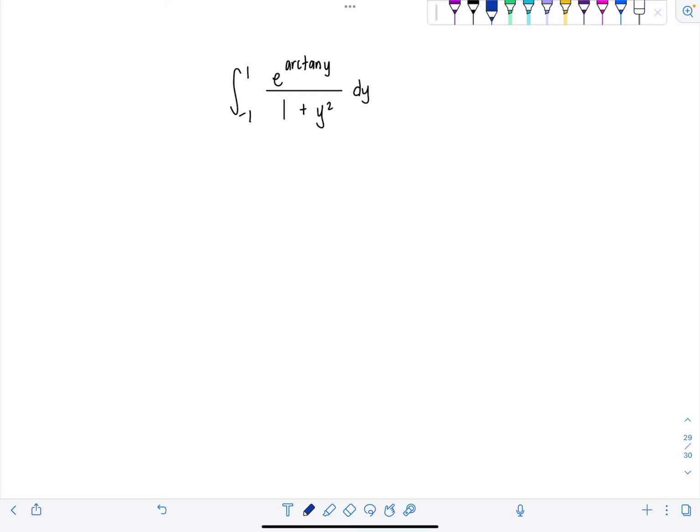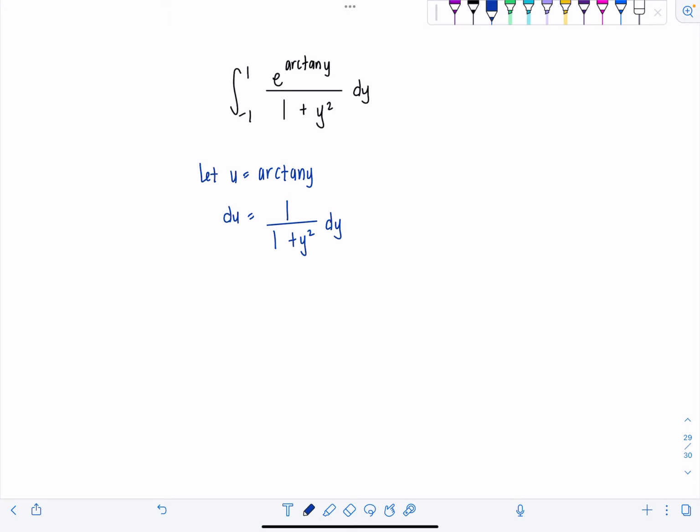We've got the definite integral from -1 to 1 of e raised to the arctan of y over 1 plus y squared dy. Is this one just screaming at you to do a u sub? I certainly hope so. So we're going to let u equal arctan of y, and then du will be 1 over 1 plus y squared dy.